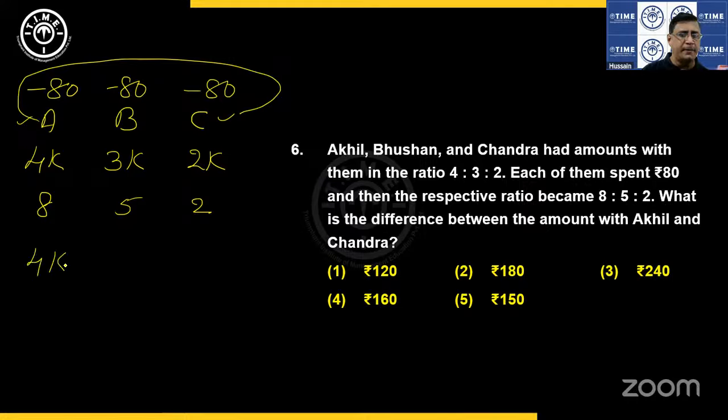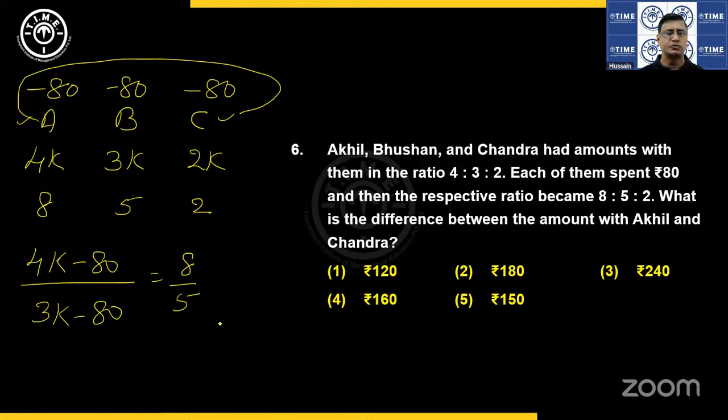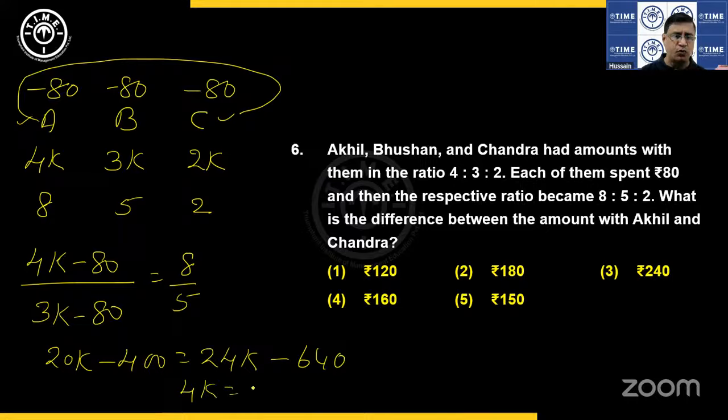4k minus 80 by 3k minus 80 is equal to 8 by 5. Simplify this. 5 times 4, that is 20k minus 400, is equal to 24k minus 640. The value of 4k is equal to 240. K is equal to 60.